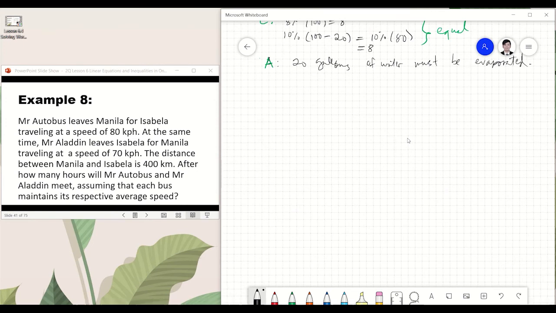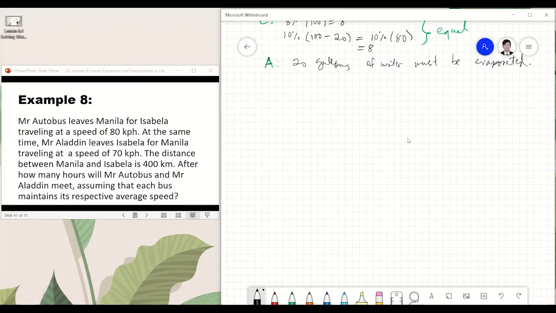So, Mr. Autobus leaves Manila for Isabela traveling at a speed of 80 kilometers per hour. At the same time, Mr. Aladdin leaves Isabela for Manila traveling at a speed of 70 kilometers per hour. The distance between Manila and Isabela is 400 kilometers. So after how many hours will Mr. Autobus and Mr. Aladdin meet, assuming that each bus maintains its respective average speed. So, ano yung ating case 1?